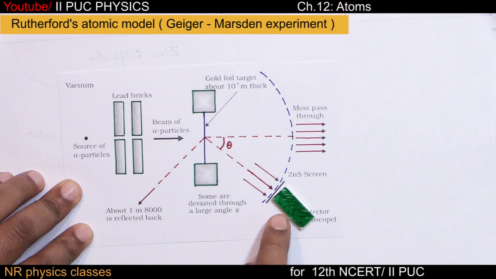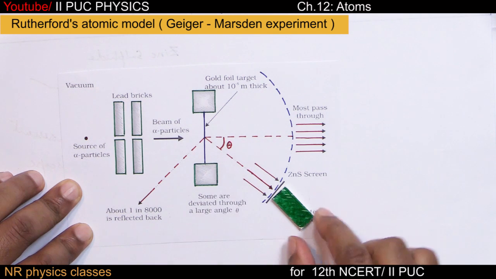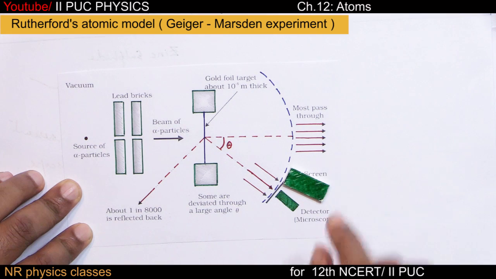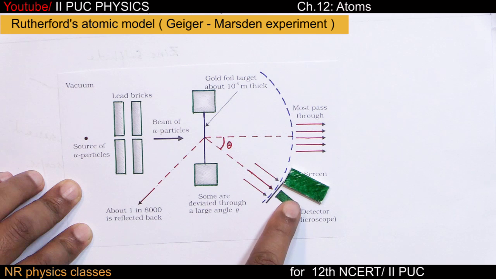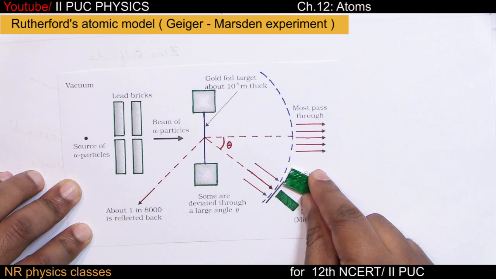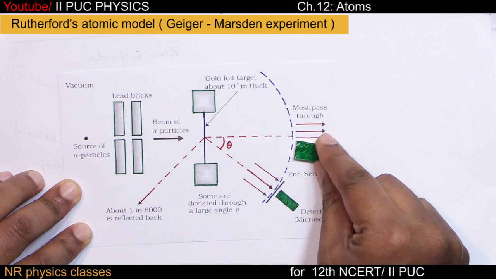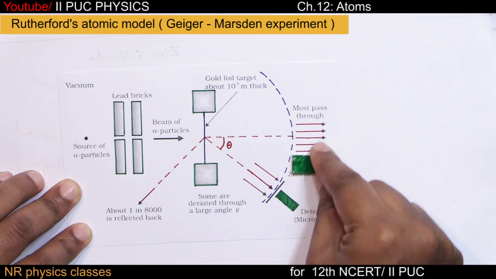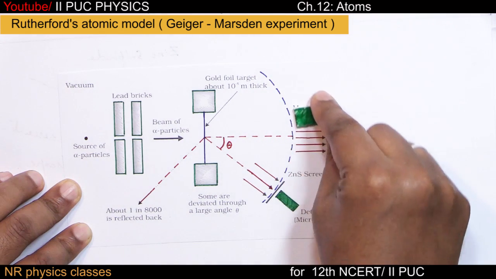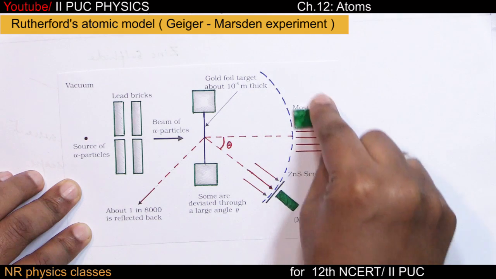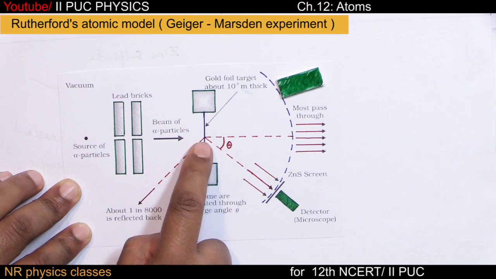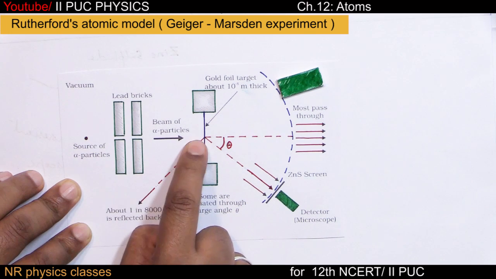To find alpha particles at different scattering angles, one has to take this detector to that angle. Now the number of scintillations can be counted using the microscope. To find alpha particles at some other angle, this detector should be moved. The detector is moved along the circumference of this arc, means the circumference of this circle, so all the points on this detector are equidistant from this point where alpha particles are incident.